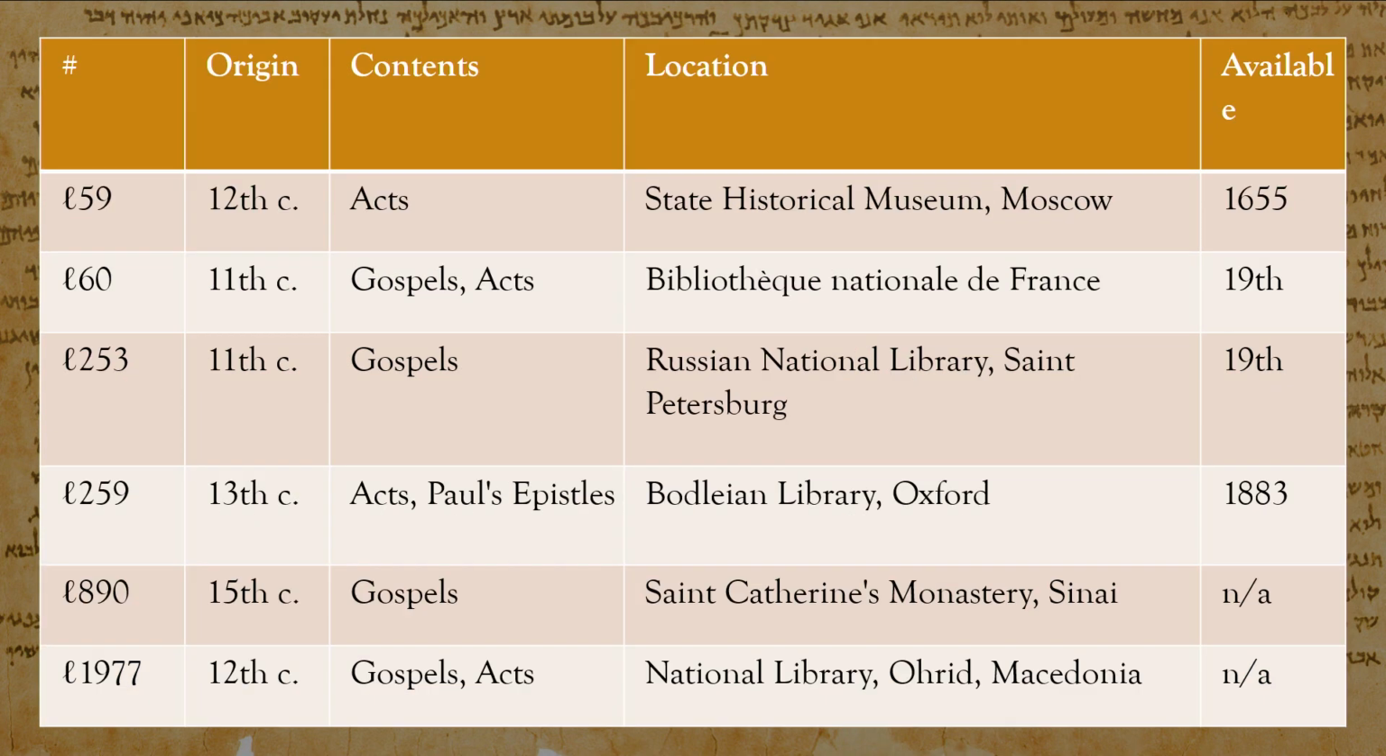And we also have some lectionaries just to look at here. Lectionary 59 is from the 12th century. It just has the book of Acts, and you can find it today in Moscow. Lectionary 253 has just the Gospels in it, and you can find it in St. Petersburg. Lectionary 259 has Acts and Paul's epistles, and you can find that in England at Oxford. Lectionary 890, this one's interesting, has the Gospels, and you have to go either on a camel, a donkey, or a car to St. Catherine's Monastery, even today, if you want to see Lectionary 890. So these are where these things are stored today.